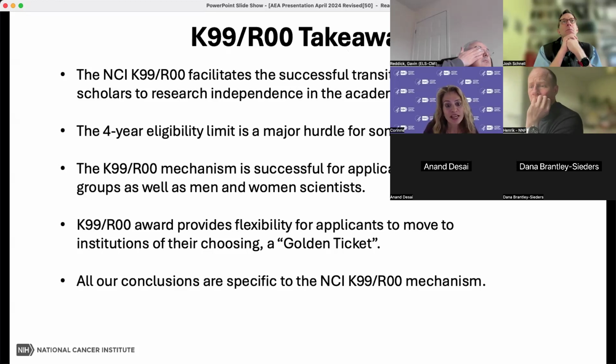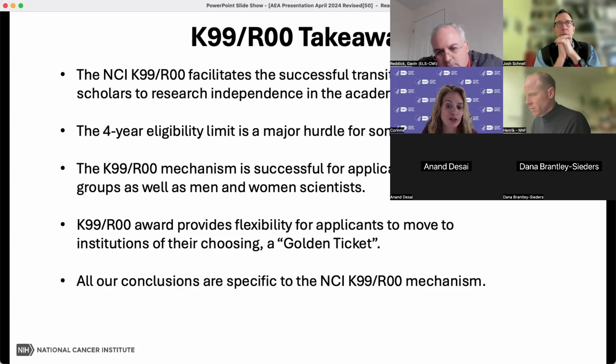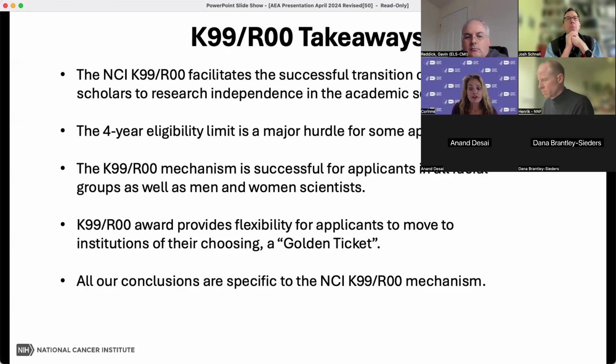So just some of the takeaways from the analysis on the K99 is that the NCI K99 facilitates a successful transition of postdoctoral scholars to research independence in the academic setting. The 4-year eligibility limit is a major hurdle for some applicants. The K99 R00 mechanism is successful for applicants in all racial groups, as well as men and women scientists. The award provides flexibility for applicants to move to institutions of their choosing, as I said, a golden ticket. And I want to make clear that all our conclusions are specific for the NCI K99 R00 mechanism. Next slide.